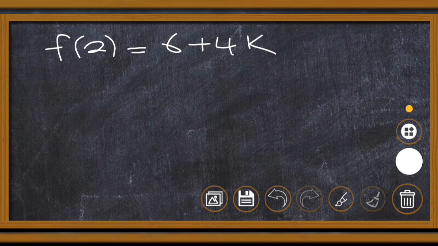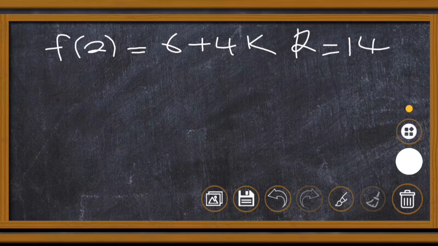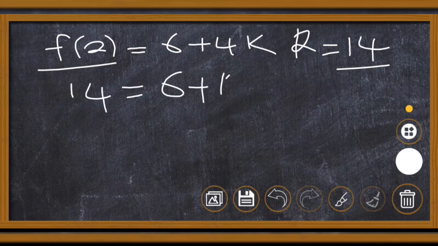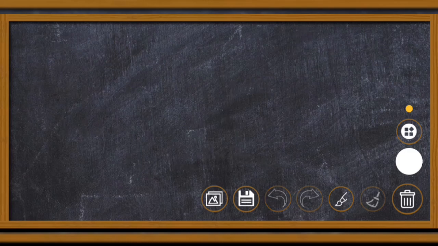Now, if you remember, we had said the remainder of this polynomial function is 14. So we are going to replace this with 14. You always equate the remainder that you are given. So we have 14 equals 6 plus 4k. Then 6 will come here, and when we subtract 14 minus 6, what's the answer? It's 8. So we have 8 equals 4k.